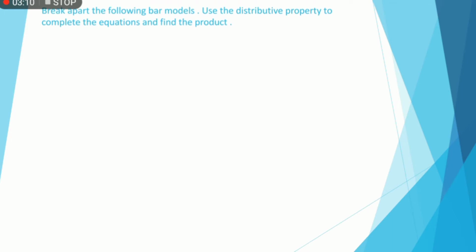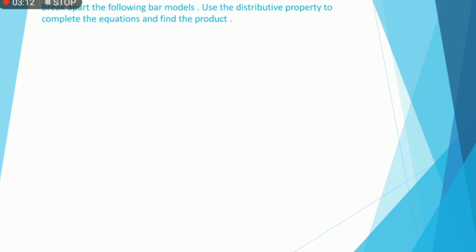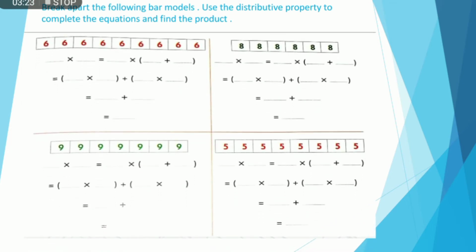The next one, break apart the following area model. Use distributive property to complete the equation and find the product. What is the meaning of that? I have an example like that. Look at this area model. I have here, what is the number? The number is 6.